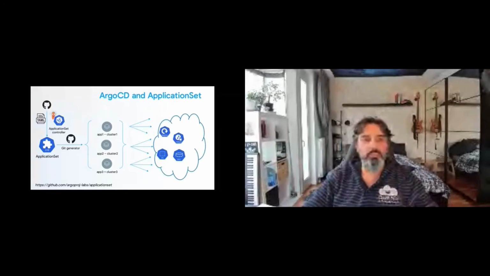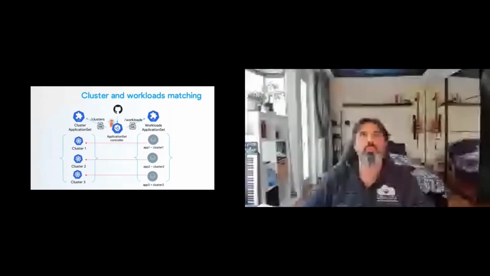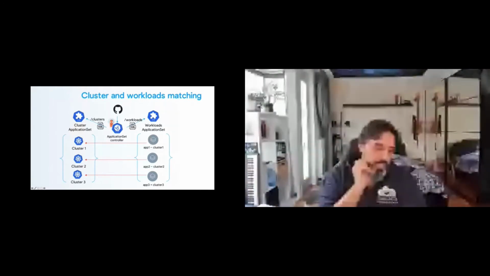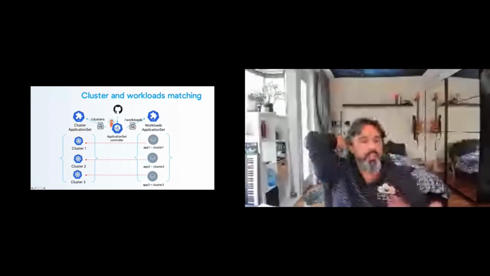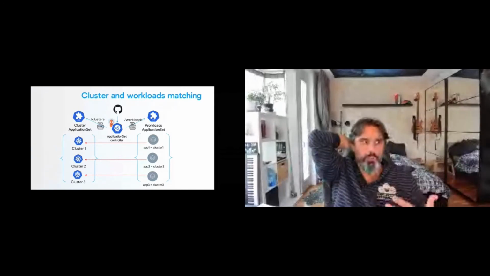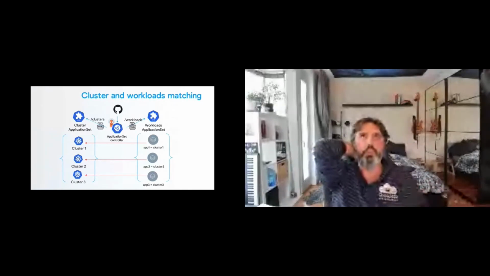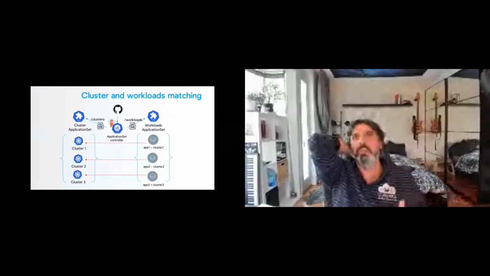A different way to show this is that I have two application sets, a cluster application set and a workloads application set. Of course, those are managed by a controller that you need to install extra, so it doesn't come with the standard manifest of Argo. You have to install it separately, but it's in the script that is in my repo.